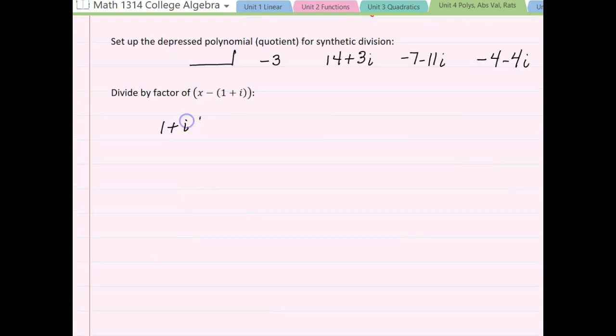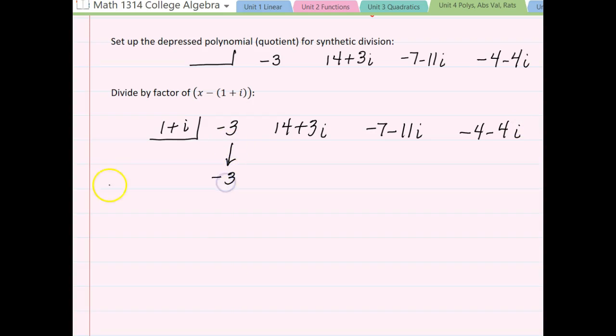Now we need to set up our depressed polynomial for synthetic division. Inside of our factor box, we put 1 plus i because we know that 1 minus i is a factor, then so is 1 plus i. Again, I put down my coefficients of my depressed polynomial and bring down the first coefficient. Now we need to multiply 1 plus i times -3. That will give me -3 minus 3i. Then we're going to add that to the next number.